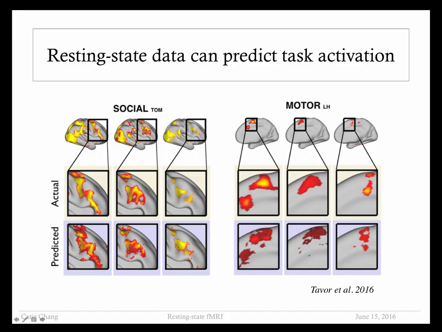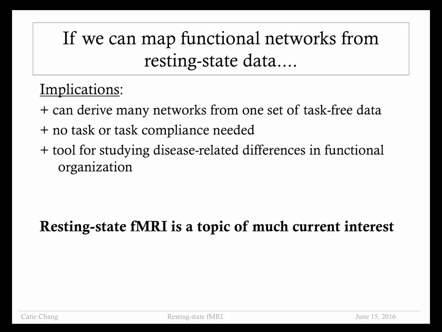So as a few implications, one, I just mentioned, we may be able to derive an array of different networks from just a set of task-free data. And if we don't need a task, then we don't need to worry about things like subject compliance. We can study these functional networks in people who may not be able to perform tasks like certain patient populations. And this may give us a very powerful tool for studying disease-related differences in functional organization. And so these are a few reasons why resting state has become a really big topic these days.